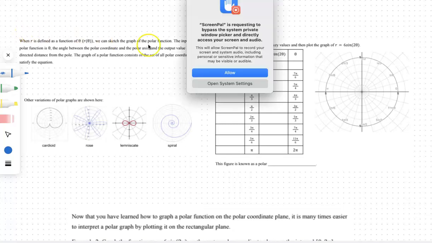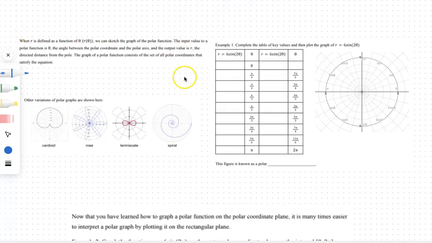This is the lesson for topic 3.14, which is graphing polar functions, and these images are from your notes. But what we're going to do is graph a polar function where the input value is the angle theta, and the output value is a polar function. In this case, we're going to start with the function r equals 6 times sine of 2 theta.